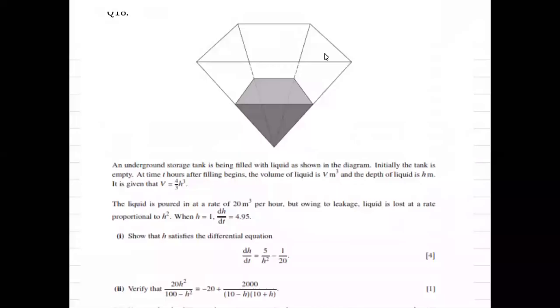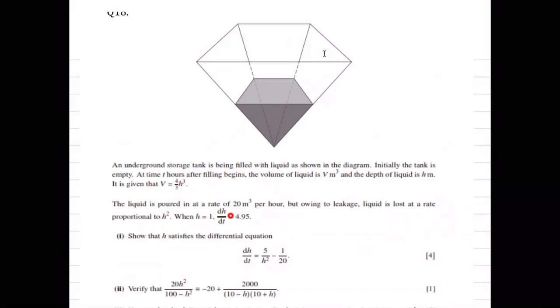An underground storage tank is being filled with liquid as shown in the diagram. Initially, the tank is empty. At time t hours after filling begins, the volume of liquid is V meter cube and the depth is H meter. It is given that volume is equal to 4 over 3 H cube.